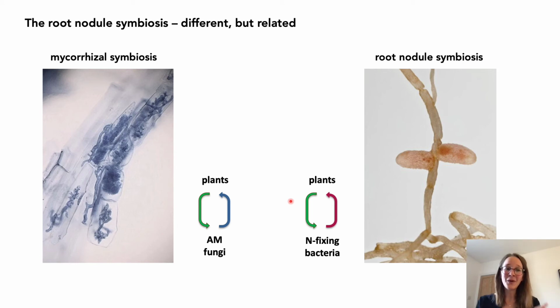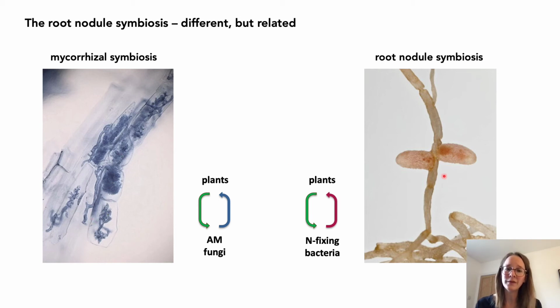Right, so we've heard a lot about the Arbuscular Mycorrhizal symbiosis, and in the last few minutes, I also want to talk a little bit about this other symbiosis, the root nodule symbiosis, which is not established between plants and fungi, but instead is established between plants and nitrogen-fixing bacteria. And macroscopically, these two symbiotic interactions look entirely different. So the mycorrhizal symbiosis, as I've said before, we can't see by naked eye. We have to stain the fungal hyphae with ink or trypan blue.